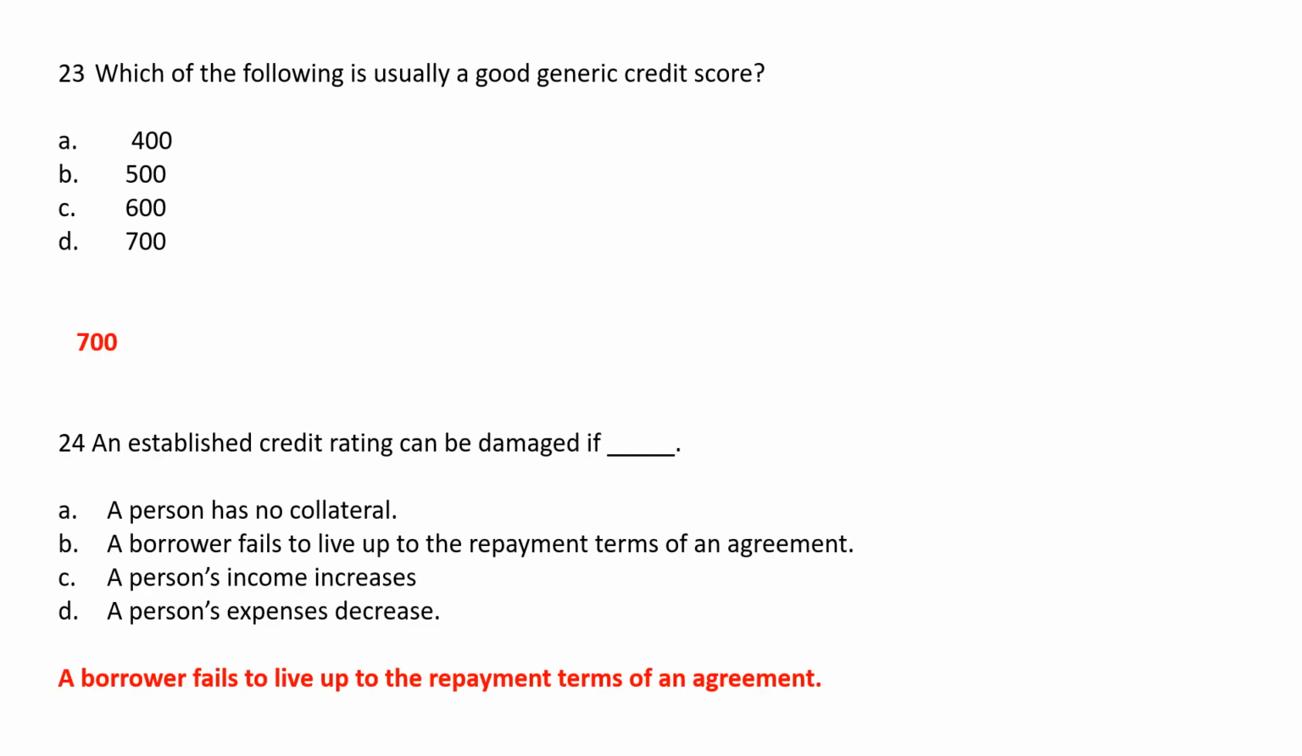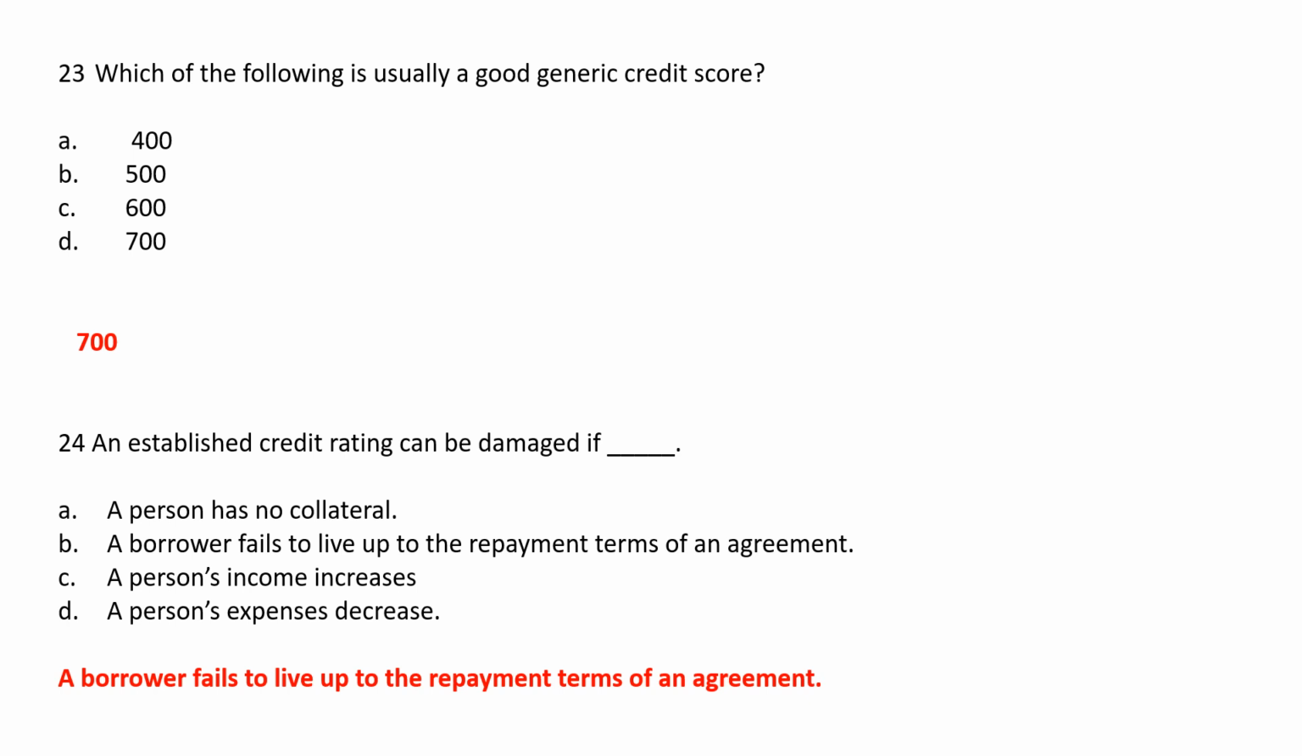MCQ number 23. Which of the following is usually a good generic credit score? Option A 400, option B 500, option C 600, option D 700. The correct answer is option D, 700. Generally, you should have a score of 700 as a good generic credit score.